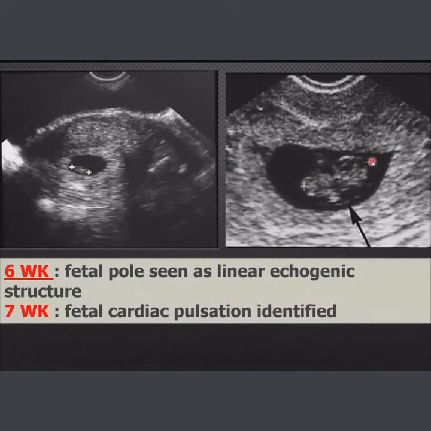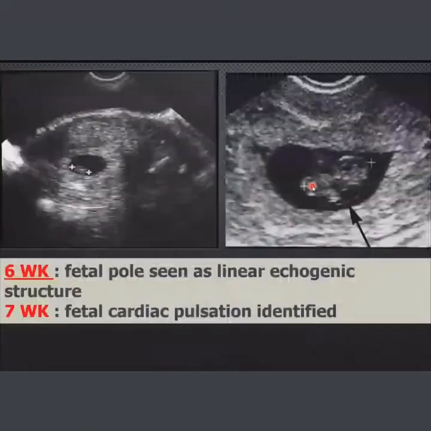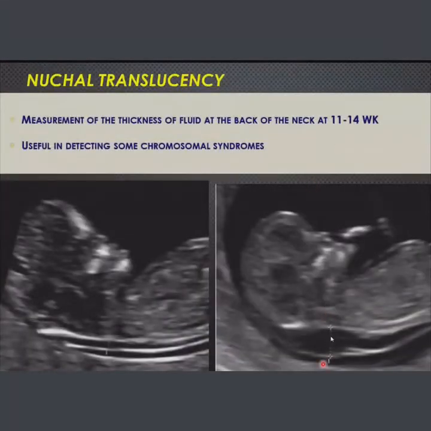For this fetal pole, I can depend on a measurement we call the crown rump length, from the top of the head to the bottom. I can measure it at about 7 weeks to determine the gestational age, and it gives an accurate assessment until about 9 to 10 weeks. After that, I can start assessing the fetus by other parameters.